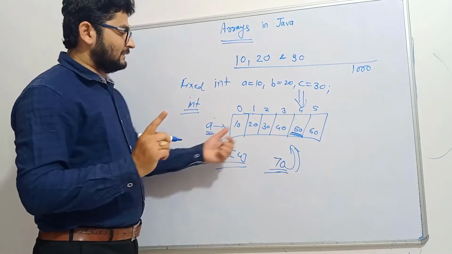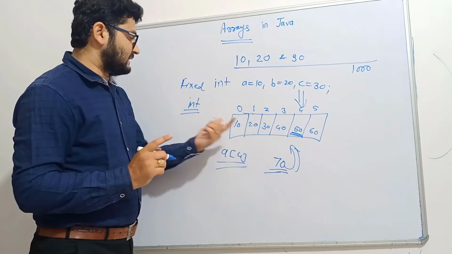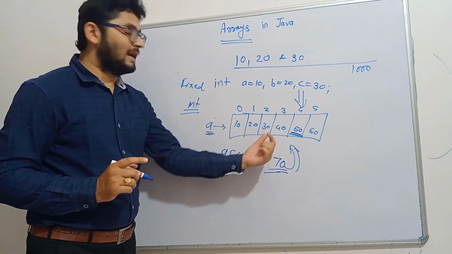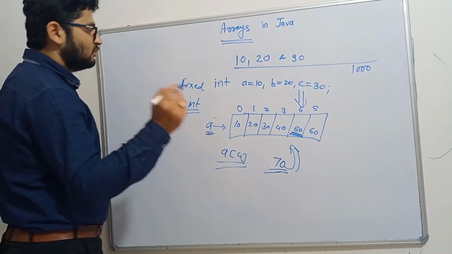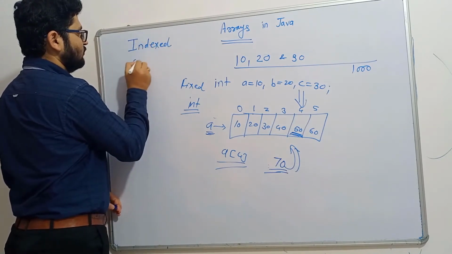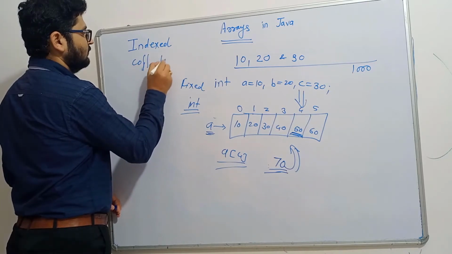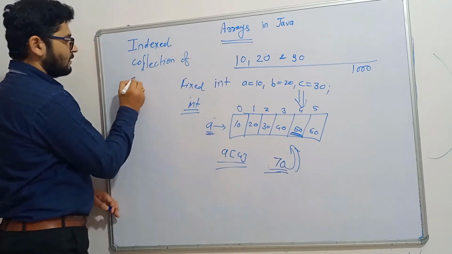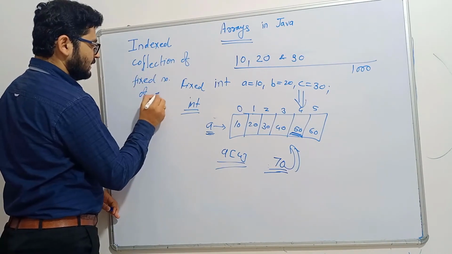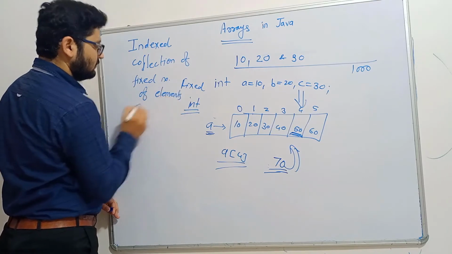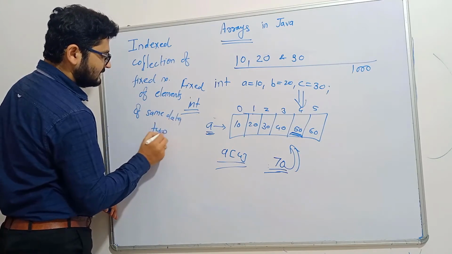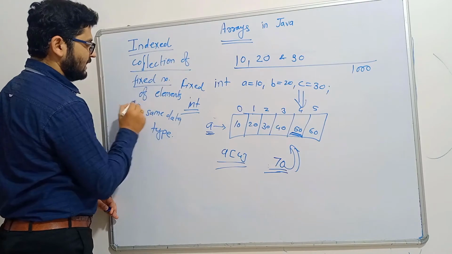So first, the type of these elements should be the same. Second, each element has an index, and third, the size of the array is fixed. So what can be the definition of the array? It is an indexed collection of a fixed number of elements of the same data type. So that is nothing but the definition of an array.